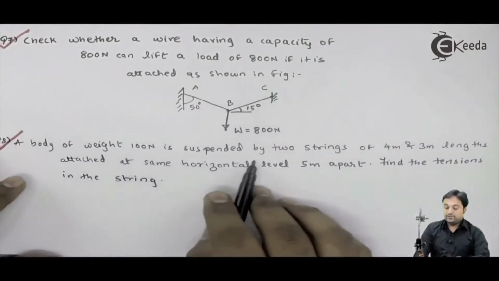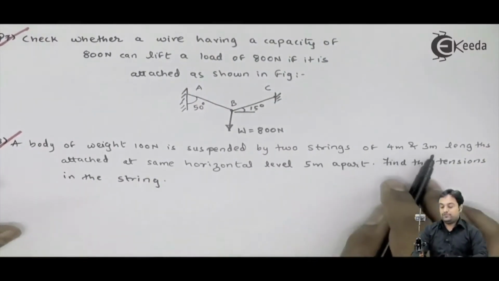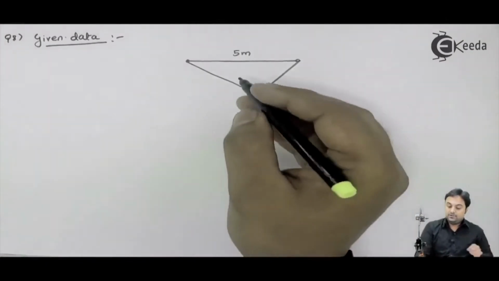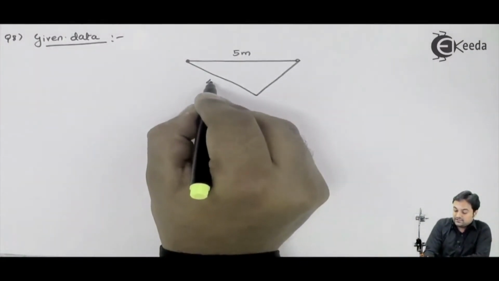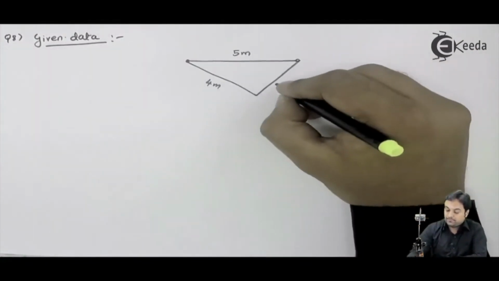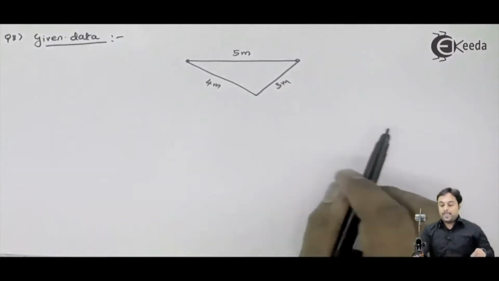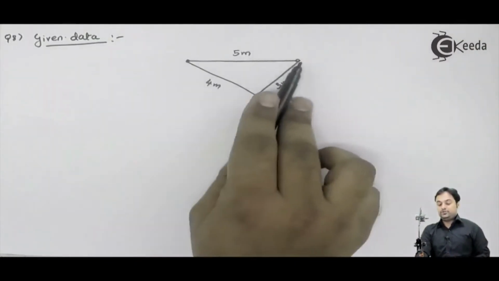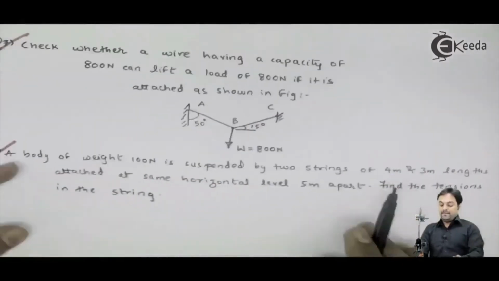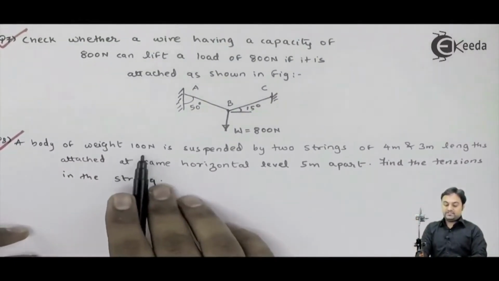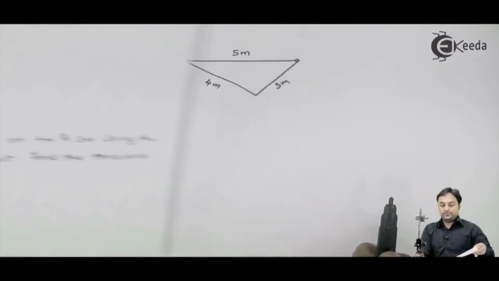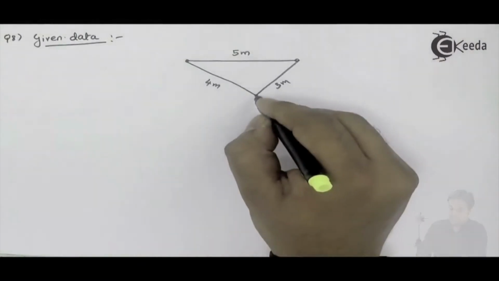Body of weight 100 Newton is suspended by two strings of 4 meter and 3 meter lengths. So here I'll say this is string 4 meter. Here the string is 3 meter. They are connected to same horizontal level of 5 meter. And then weight is suspended. The value of weight is 100 Newton. It is suspended.